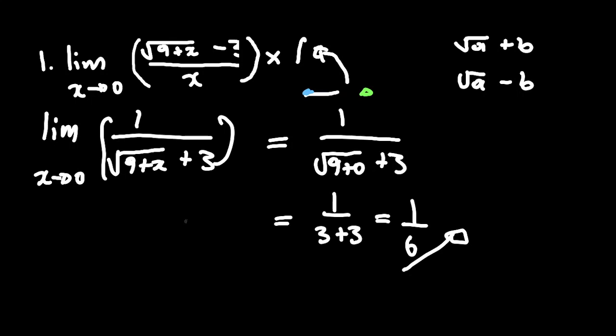This is how we evaluate a limit with a radical. You just have to do what is called a rationalization. That part of conjugate is also called a rationalization. So let's go for the next example.